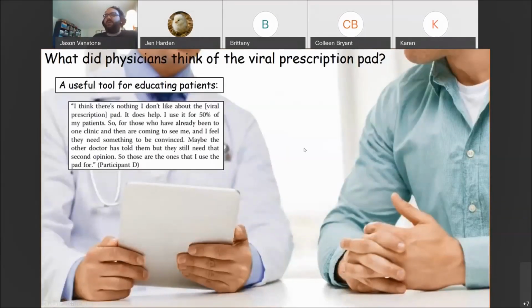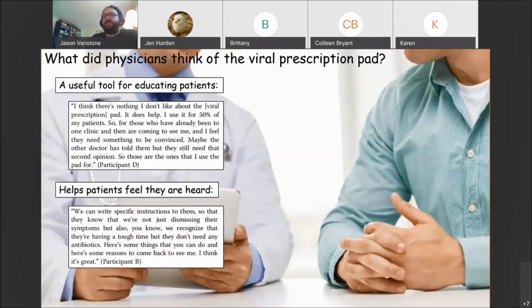One common theme that came back was people thinking that these were a useful tool for educating patients. So participant D here said, I think there's nothing I don't like about the viral prescription pad. It does help. I use it for 50% of my patients. For those who've already been to one clinic and then are coming to see me, I feel they need something to be convinced. Maybe the other doctor has told them, but they still need that second opinion. So these are the ones that I use the pad for.